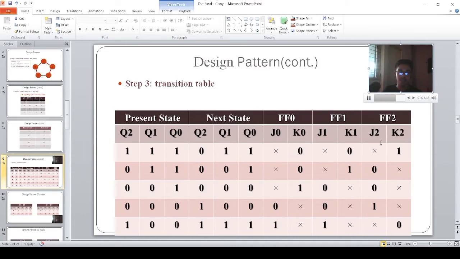Now we'll see for Q0 and Q0 plus. For 1 and 1, J0 and K0 will be don't care and 0. For 1 and 0, J0 K0 will be don't care and 1. For 0 and 0, J0 K0 will be 0 and don't care. For 0 and 1, J0 K0 will be 1 and don't care.